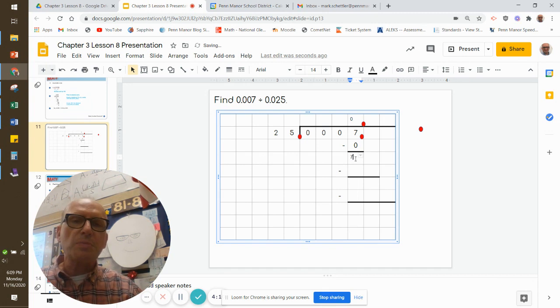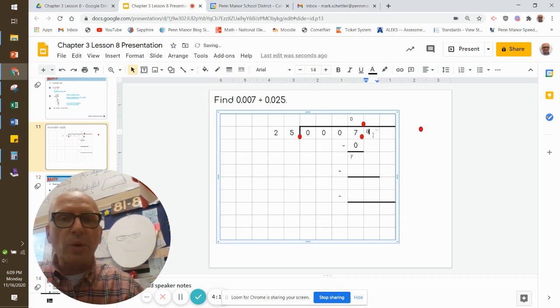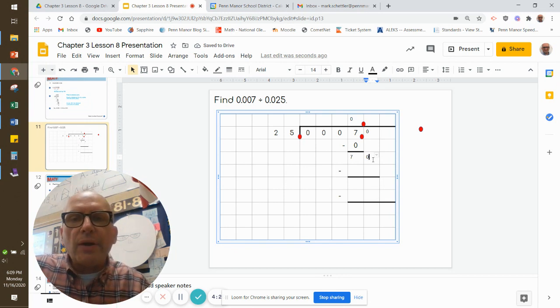All right. Oh, that's a small number. What do I do next? Okay, well, I could add a 0 because, hey, it's just a placeholder, and bring it down to help me out. There we go. To make that 70. So now I have to think about a number times 25 that gives me 70 without going over. I don't want to go over.